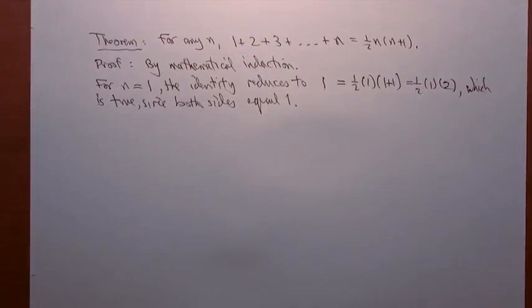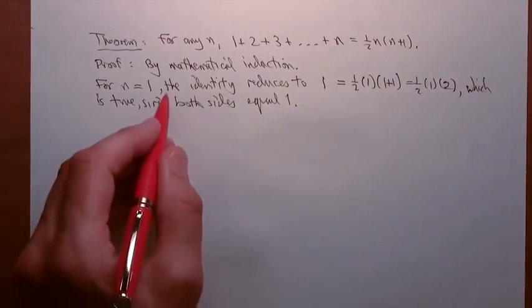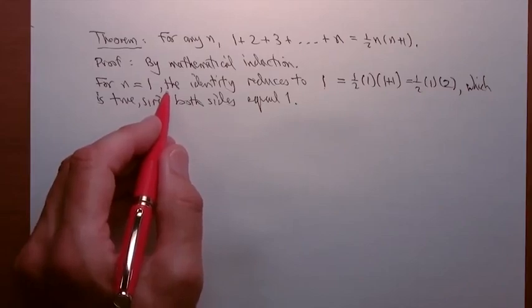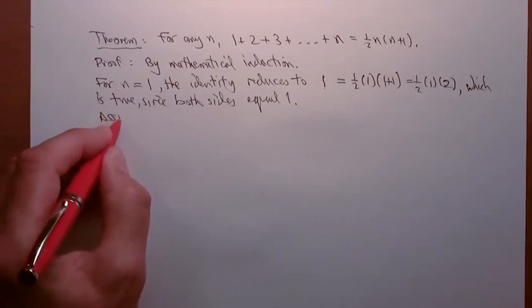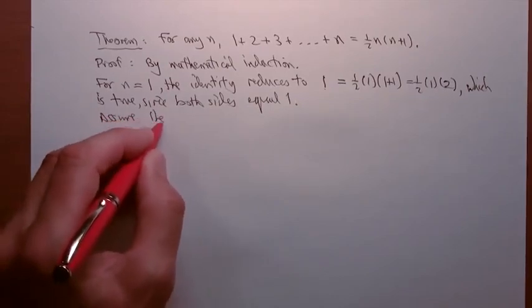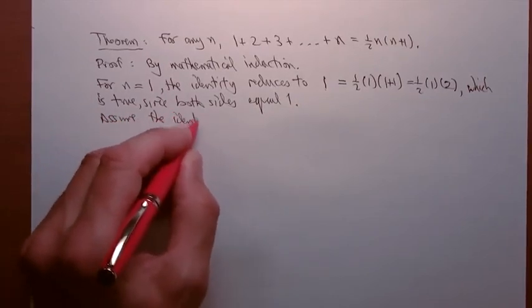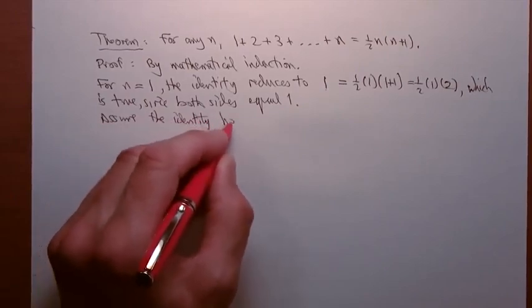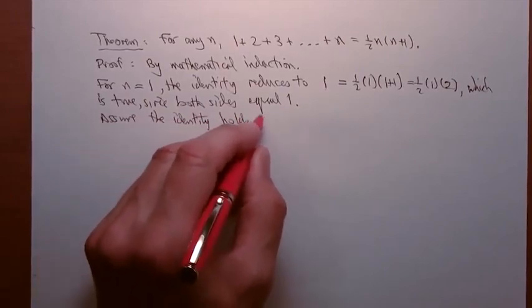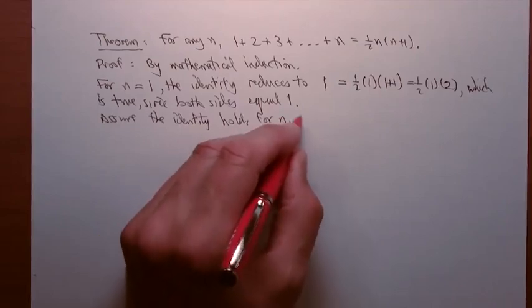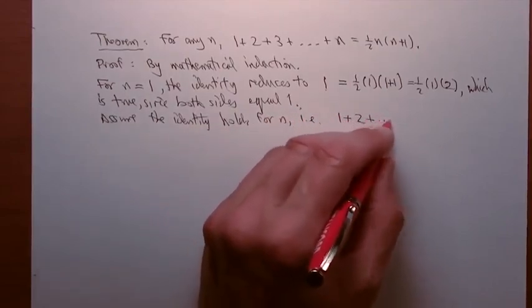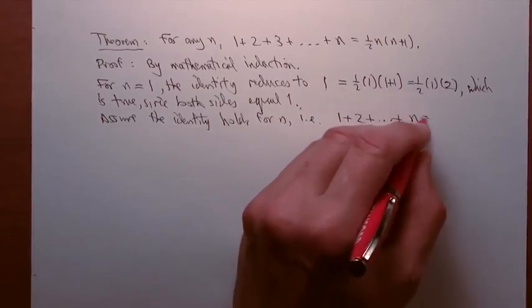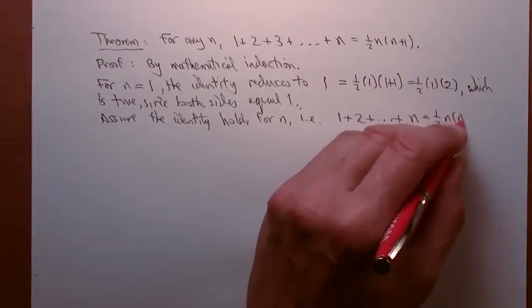Okay, let's move ahead. We've proved that the result is true at n equals 1. The next step is the induction step. So I'm going to assume the identity holds for n, i.e. I'm going to assume 1 + 2 + ... + n equals a half n(n + 1).